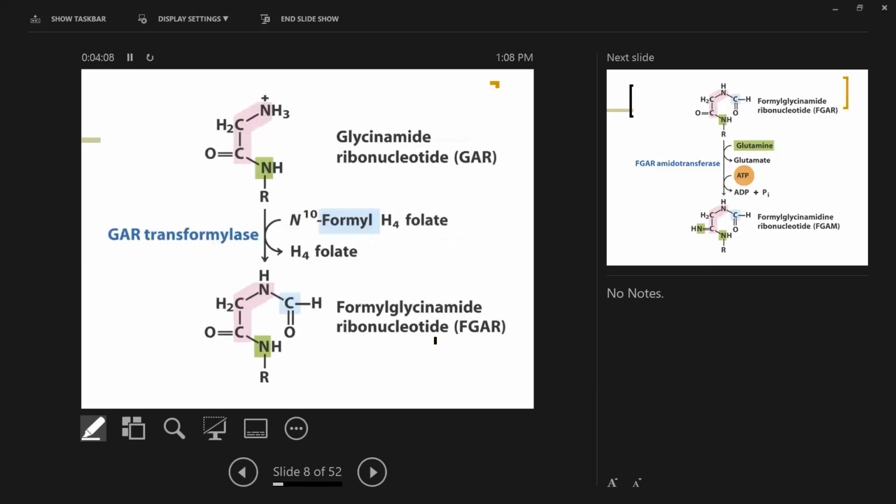Now you're going to use tetrahydrofolate. You'll use it twice in this reaction scheme, this pathway. This will be an N10-formyl, so it's the aldehyde form. And this is GAR transformylase. And that will give you formylglycinamide ribonucleotide, or FGAR.